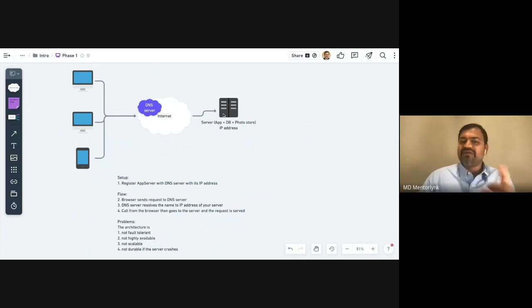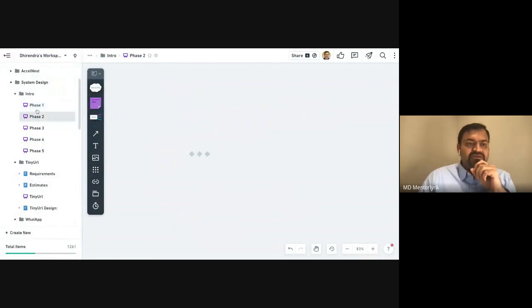That is your server. We'll talk about the various methods of scaling, but definitely not scalable, not durable. If the server crashes and some of the writes are in the middle of flight, they'll get lost, right? If you're uploading a photo and in the middle of that the server crashes, you lose the data also. Several problems, right? What do we do? Let's go to phase two.